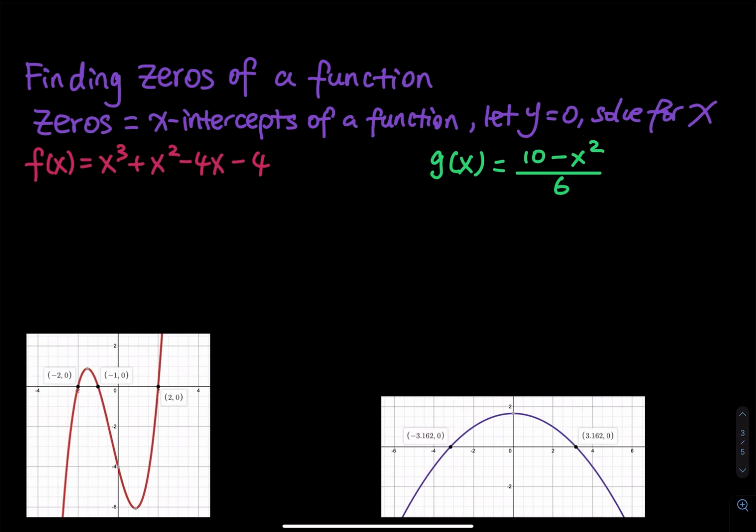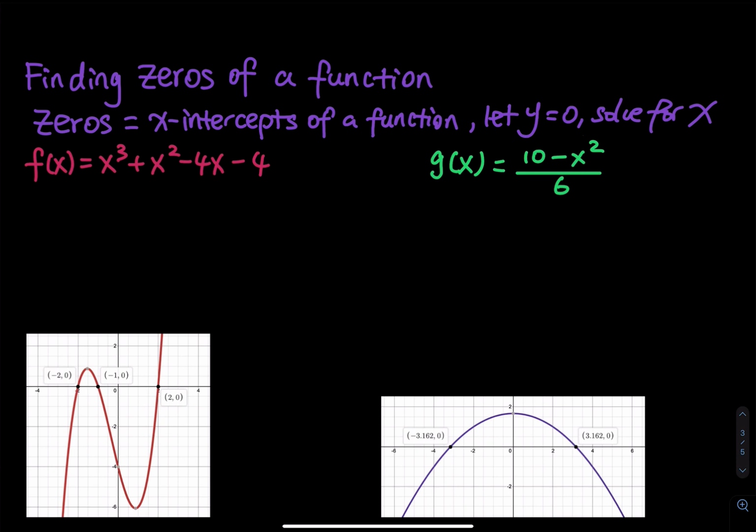Finding zeros of a function, the word zero shows up a lot. So what does the word zero mean? Zero means x-intercept of a function. So to find the x-intercept, we just let y equal 0 and solve for x. They can just say find the x-intercept, but they use the word zeros as well.